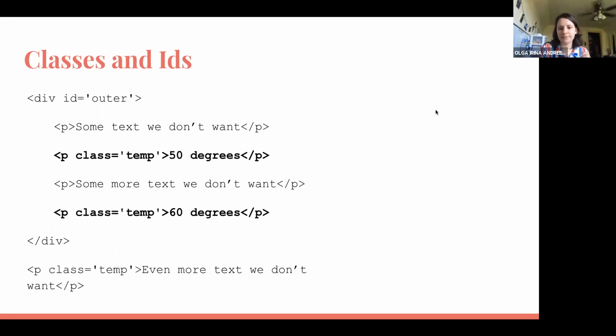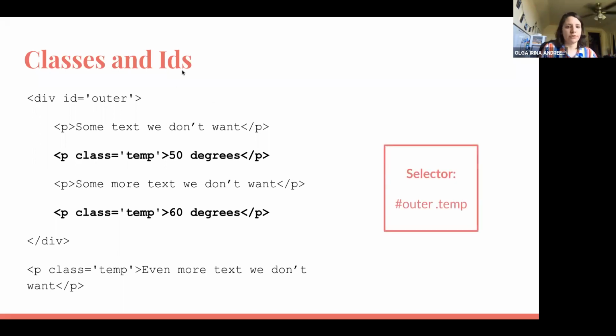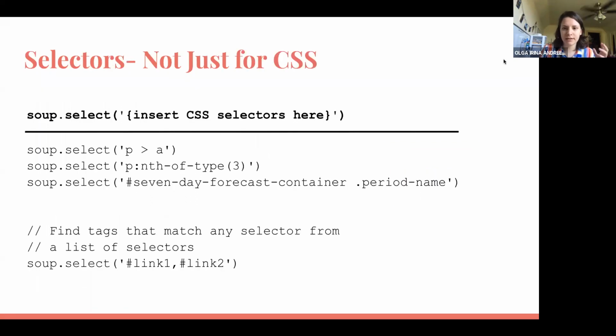Div.temp, yeah, outer.temp was the one that I was thinking of, but div.temp would also work. We can do something similar in Beautiful Soup as well. So select is a little bit more general than find. In select, you can do all sorts of CSS selectors. So you can do direct children of elements. You can do the nth up type. You can have an ID followed by a class, or you can even have comma separated.